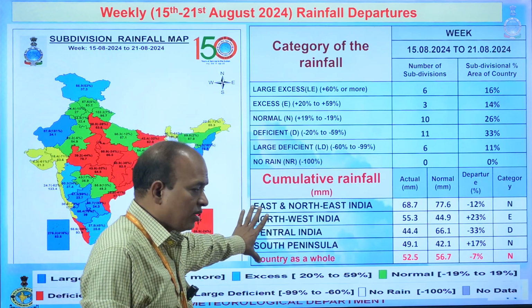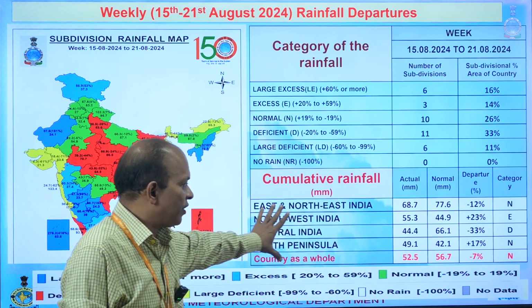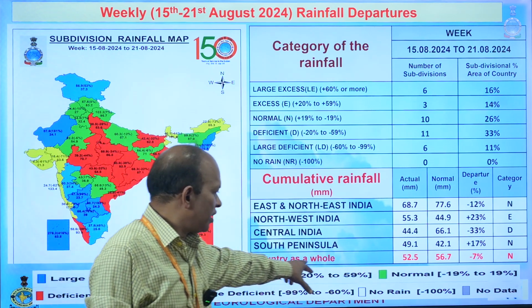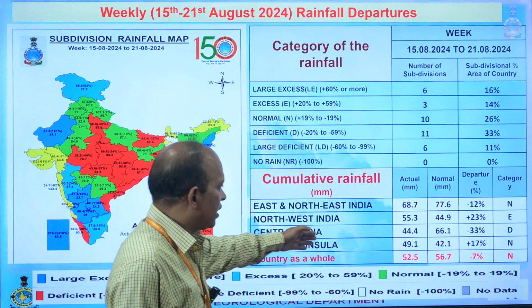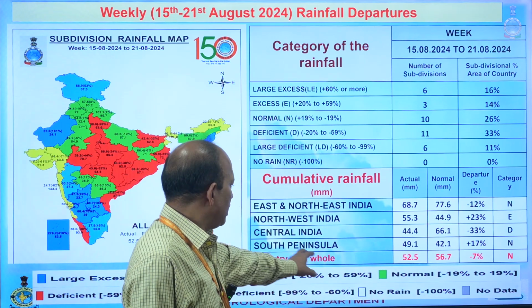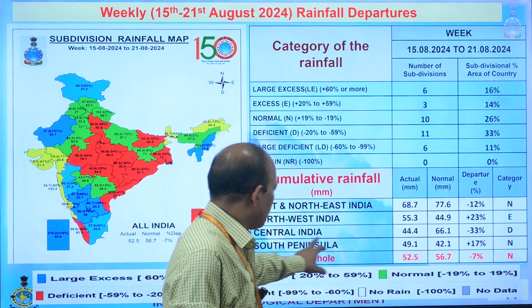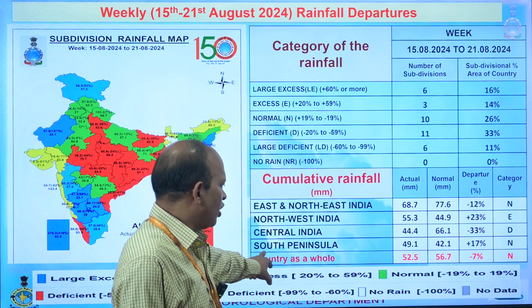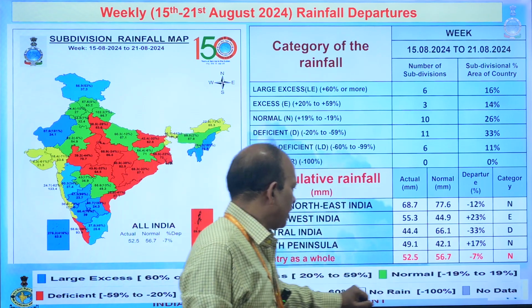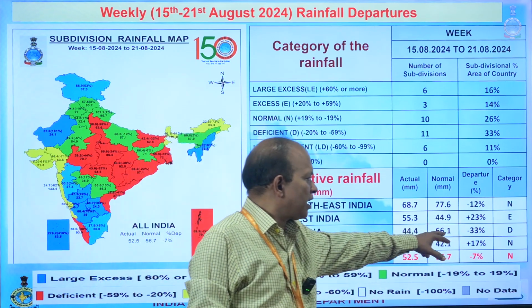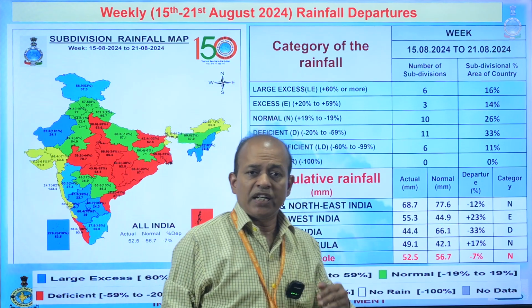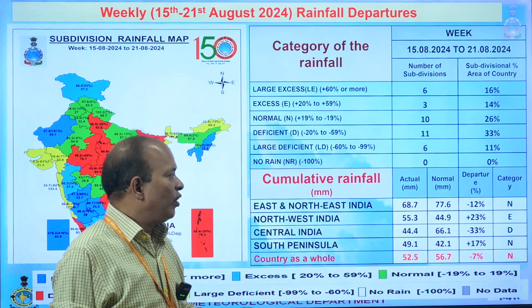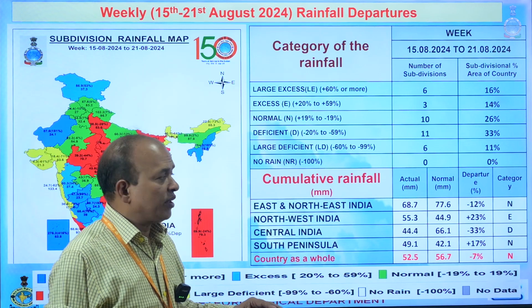But if you see the amount of rainfall over the 4 different homogeneous regions, the country as a whole was -7% during the week. But here, departure wise, northwest India got +23% and South Peninsula got +17%, whereas central India is -33% and east northeast India -12%. That means still less rainfall was received over central and northeast India during the week.